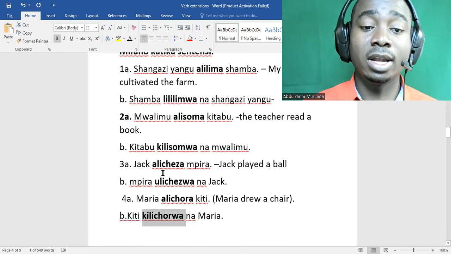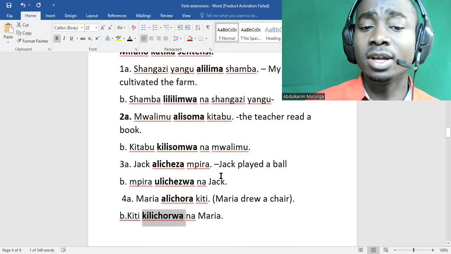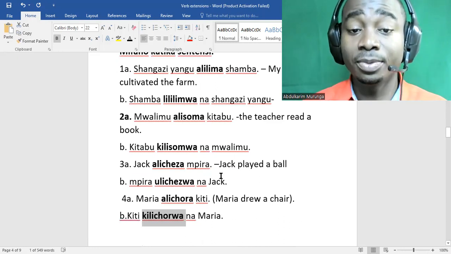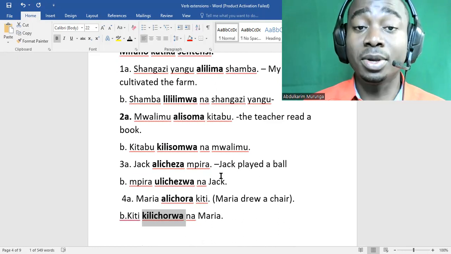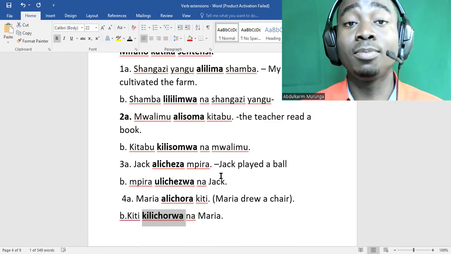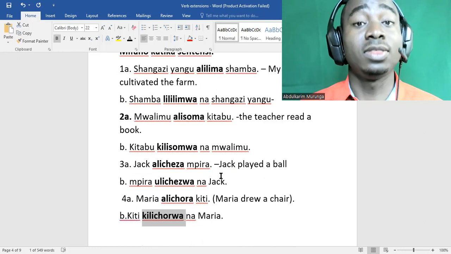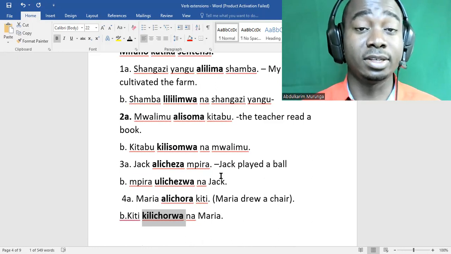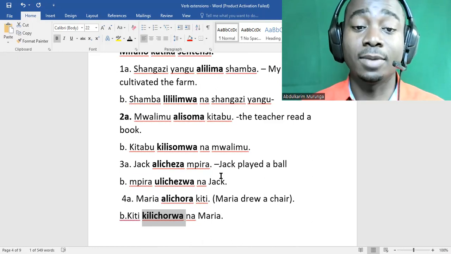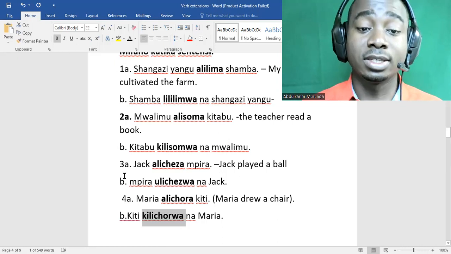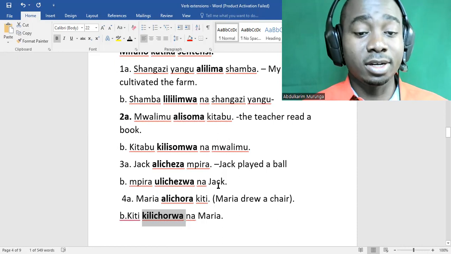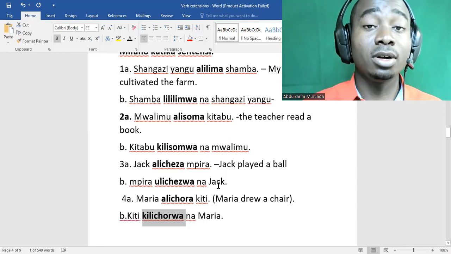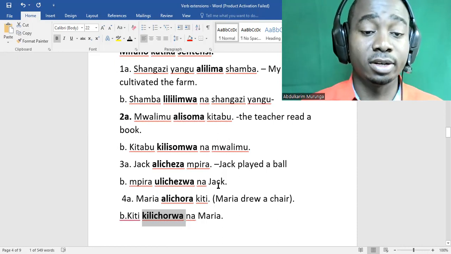This third one, alicheza. You can say Jack alicheza mpira. Jack played a ball. Jack aliucheza mpira. Jack played the ball, he played it, that ball. So aliucheza, and this is in the U class. Mpira ulichezwa na Jack. Sawa.